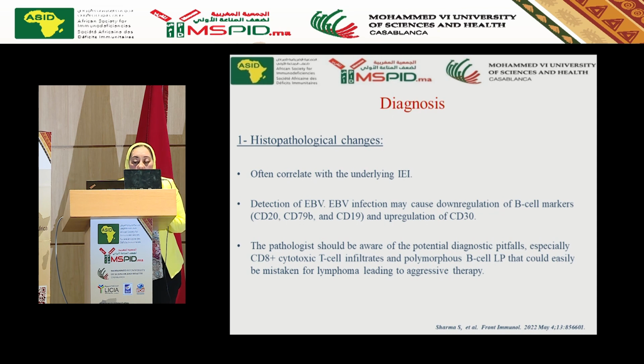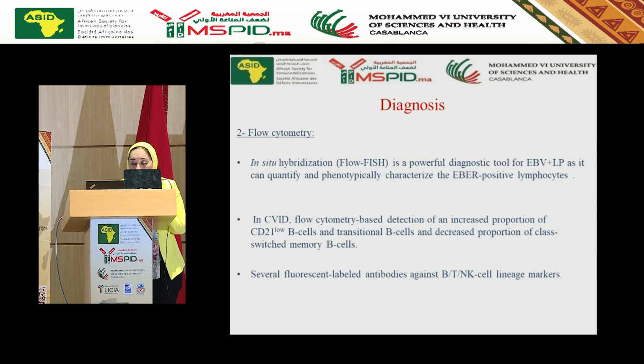Also in the histopathology, it is very important to look for EBV, because EBV is one of the most important triggers for lymphoproliferation in such a group of patients. And when you look at the pathology, be aware that sometimes EBV causes downregulation of CD20, CD19, and CD79B and upregulates CD30, which mimics lymphoma pathology a lot.